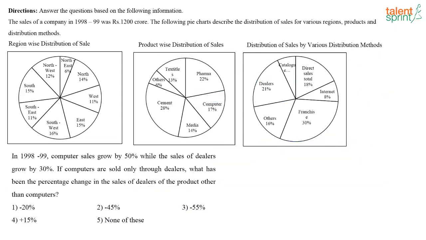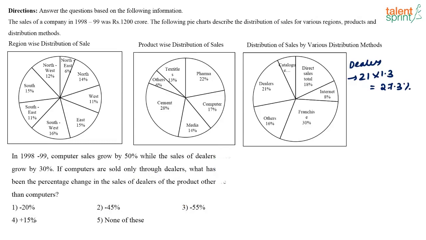What is the easier way to solve it? Now that you have understood the concept, let me solve it in an easier way for you. How can you solve it? See, earlier dealers account to 21%. Now they have grown by 30%. So how much have the dealers become now? The dealers have now become 21 into 1.3, that is nothing but 27.3%. This is how much the dealers have become now.